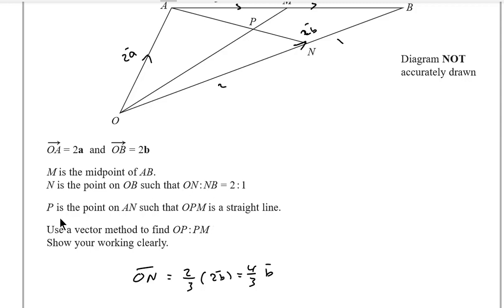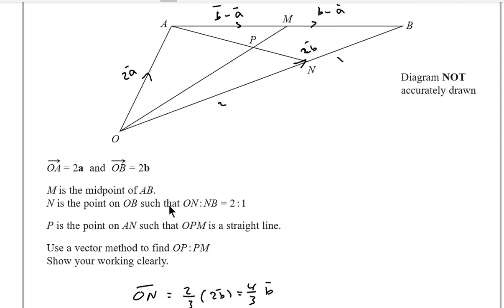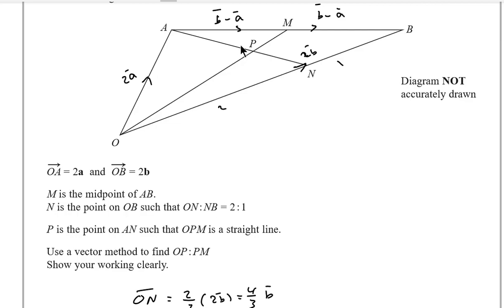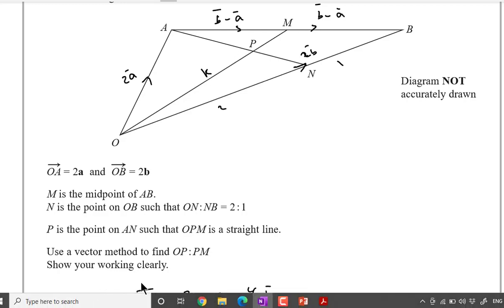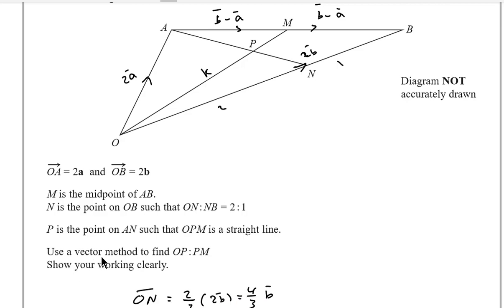P is the point on AN such that OPM is a straight line, okay? Means that we can write OP as something like k times OM, because I'm sure that P and M and O are on the same straight line, or collinear. Now, use a vector method to find OP to PM. OP to PM, okay.